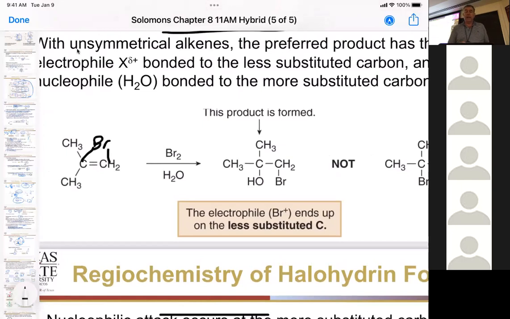right here. And it turns out that this right here is going to be attacked by the water to give us our tertiary alcohol and our primary alkyl halide. So the bromine will end up on the less substituted carbon, and the nucleophile will end up on the more substituted carbon.